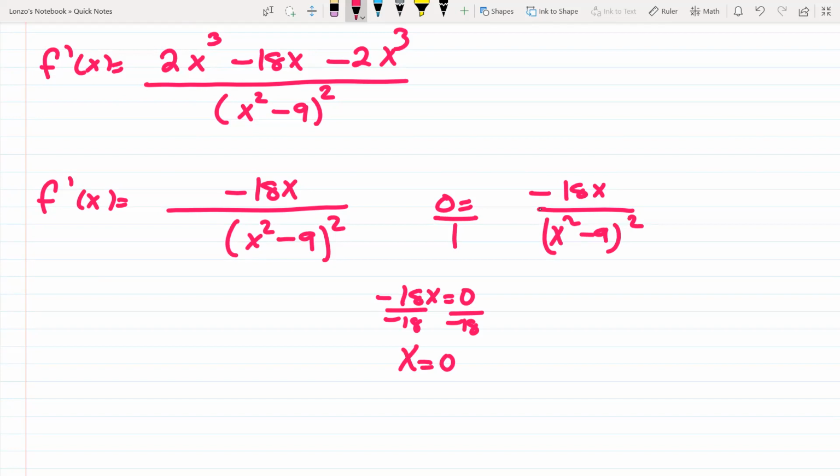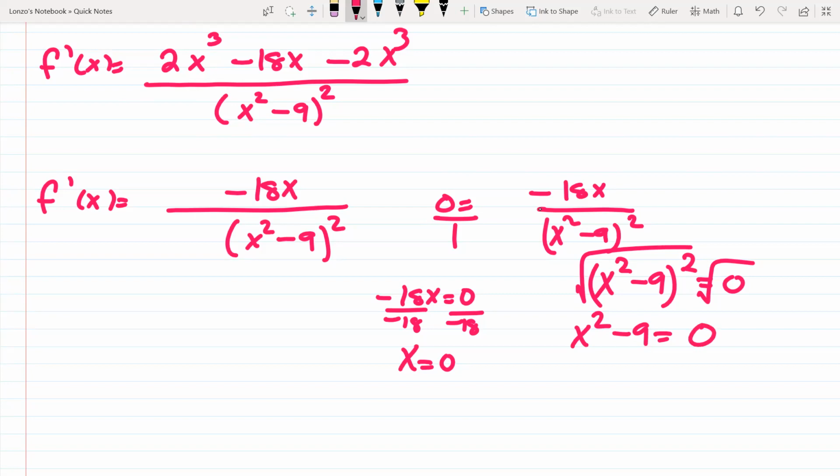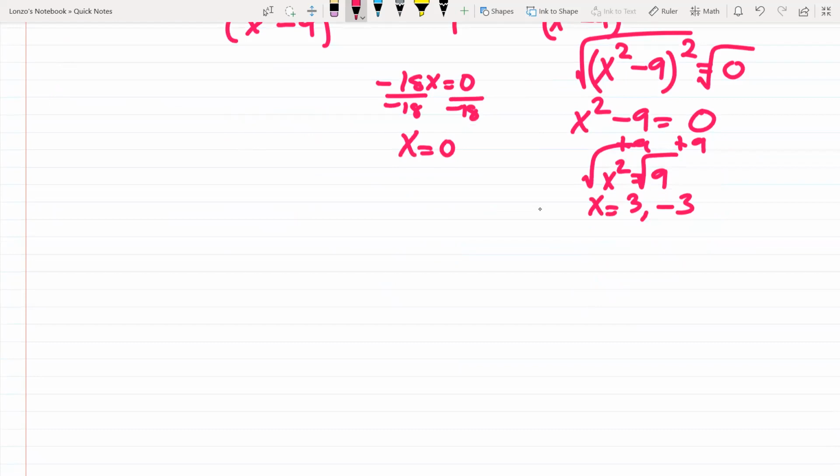And then the other one is where it makes it undefined. So we have a rational function, so it's going to be x squared minus 9 squared. Set it to 0 and then solve for x. So you take the square root. You get x squared minus 9. Square root of 0 is 0. And then solve for x. Take the square root. I get positive 3 and negative 3. Okay, so your critical values are 0, negative 3, and positive 3.